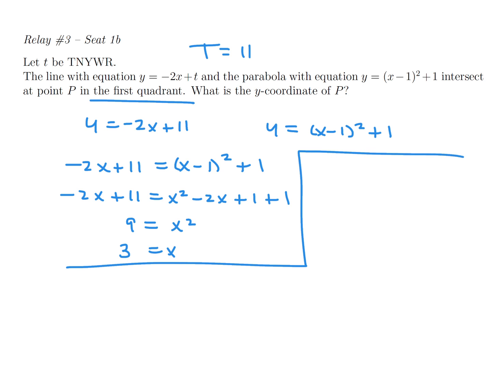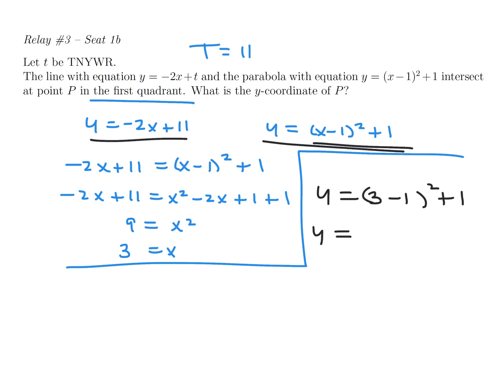All right, so then what do I do next here? What are they asking for? The y coordinate. Okay, so this was the x coordinate. So to get the y coordinate, we sub it back into either this or this. So if I sub it back into there, it would be 3 minus 1 squared plus 1. So y would be 5. And that is what they're looking for there, the y coordinate.